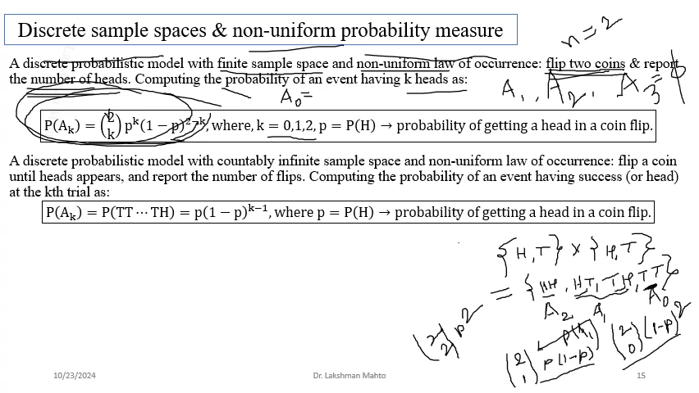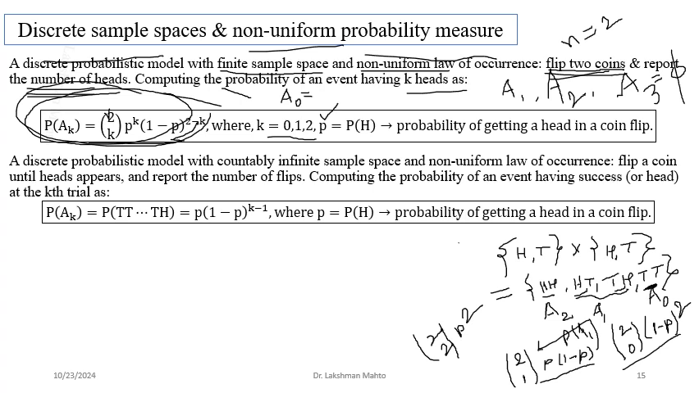Okay, yes. Fine. And if someone is having an issue with this small p, it is just a parameter of the coin. If you change the coin, p will change. So it is talking about the fairness of the coin. If the coin is fair, p would be 0.5. If the coin is unfair, that means biased, p would not be 0.5. It would be less than 0.5 or greater than 0.5. So it depends upon that.